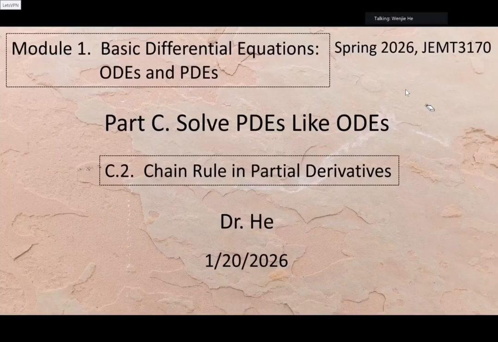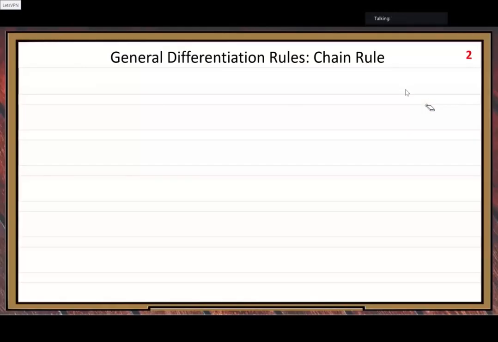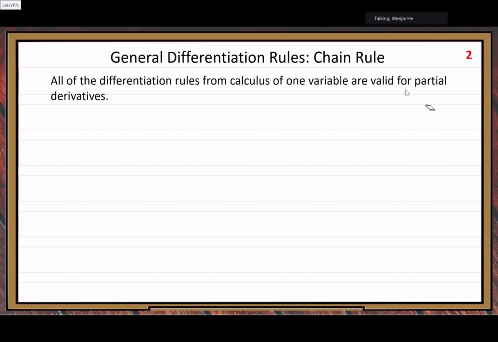C.2, chain rule in partial derivatives. Let's look at the partial derivative version of the chain rule. In many of our calculations, we need to use the chain rule, so we need to review it. There are many differentiation rules in ordinary derivatives, and you can get similar versions here. But here we just look at the chain rule. Other rules are similar, so we do not do them here.